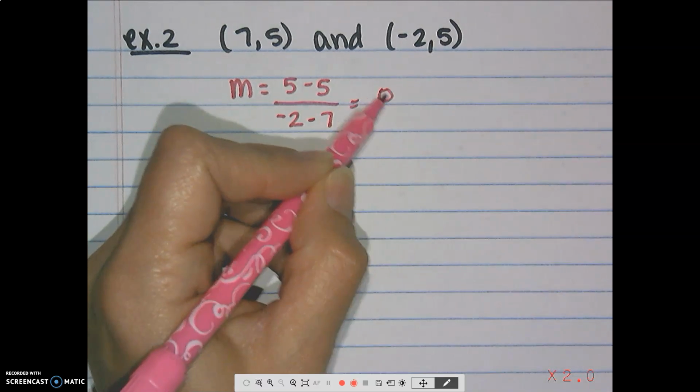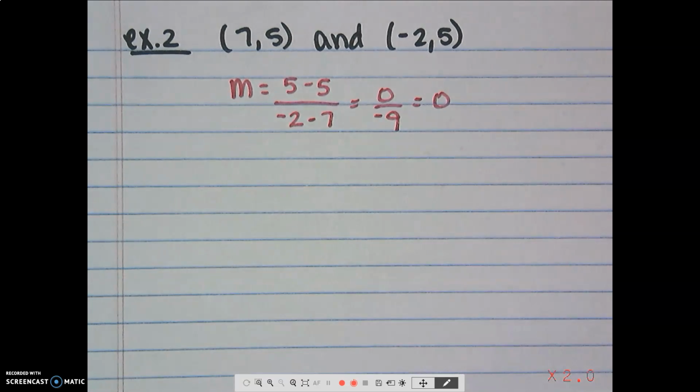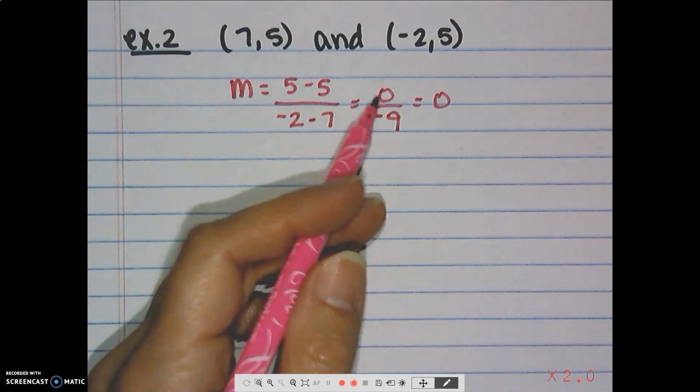So 5 minus 5 is 0. Negative 2 minus 7 is negative 9. And simplifying that, we get a slope of 0, okay, because 0 divided by anything is 0.